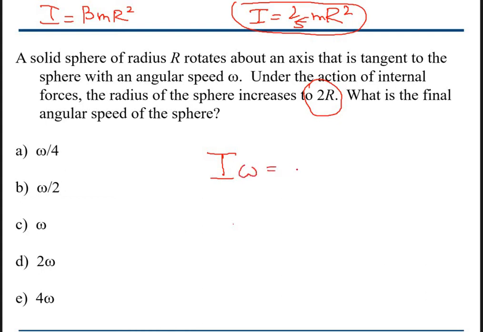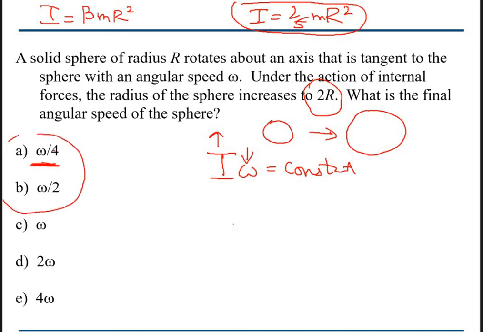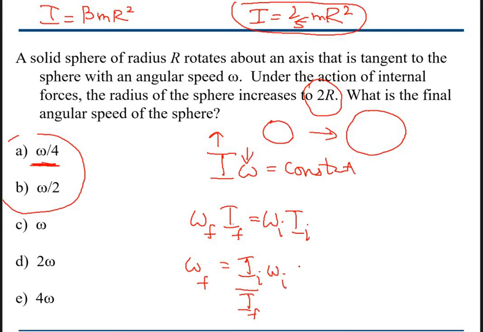Conceptually, since the angular momentum is constant, it's an isolated system. When the sphere increases its radius, its moment of inertia increases, so omega has to decrease. So it has to be one of these 2 options. When you calculate it, it's the first one. Omega final: we need I final omega final equal to I initial omega initial, so omega final is I initial divided by I final, times omega initial.